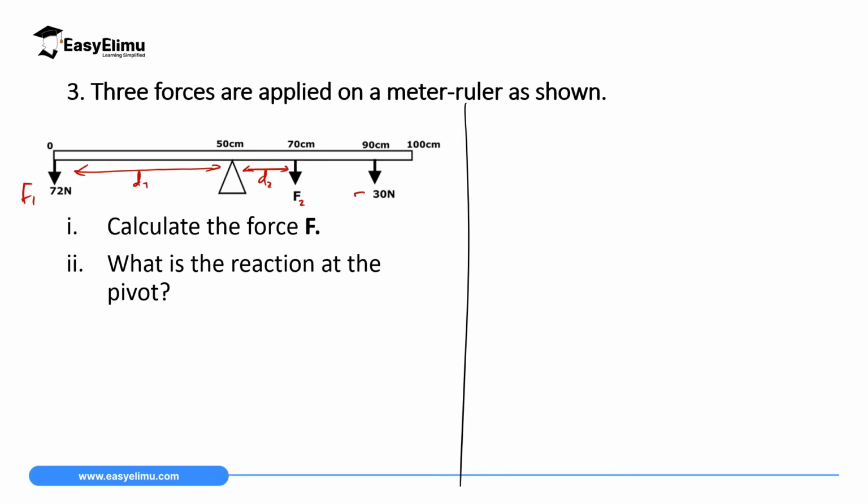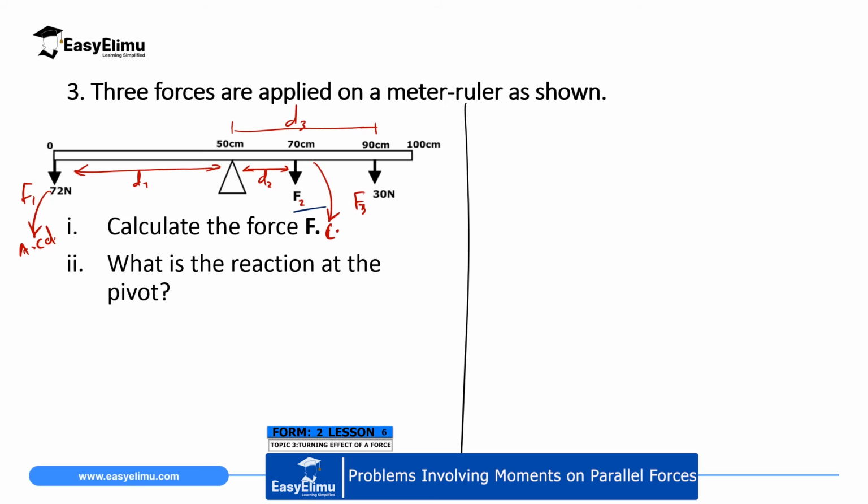Then we have this one as our F3, and the distance from the pivot to this force, let's call it D3. The first question reads, calculate the force F. We want to find the force F, this one here, F2. In this case, we have to determine which force gives a clockwise and which gives an anti-clockwise moment. F1 will make the rule move like this, which is an anti-clockwise direction. Then this F2 is going to make it move like this, a clockwise moment.